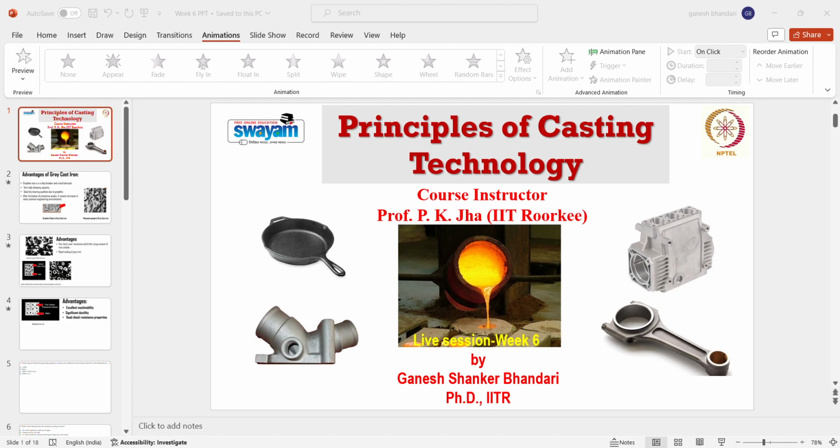And if you go with a permanent mold, maybe some mild steel mold or metal mold, then it will have very high conductivity. So it will get converted into white cast iron due to the rapid cooling rates.